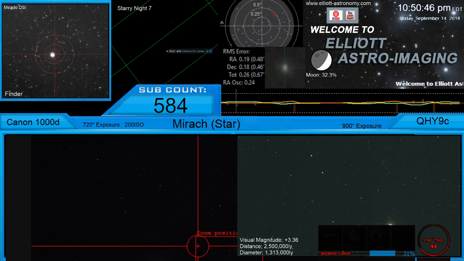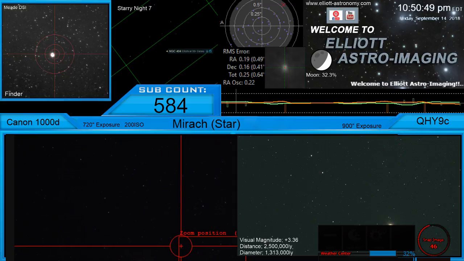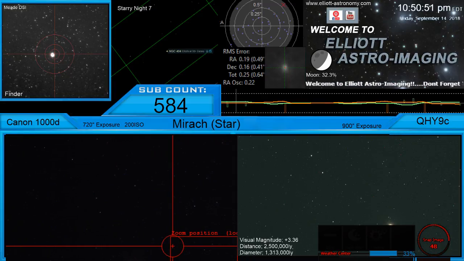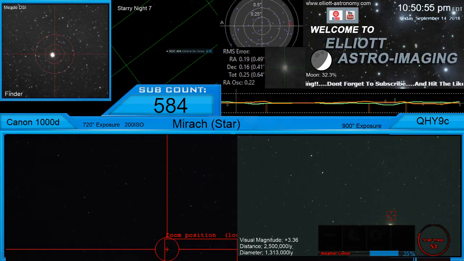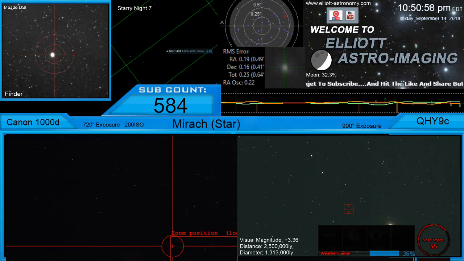No idea why it did that for the Canon camera. It's odd. Was it because I have it zoomed out? No. I don't know. That is weird.